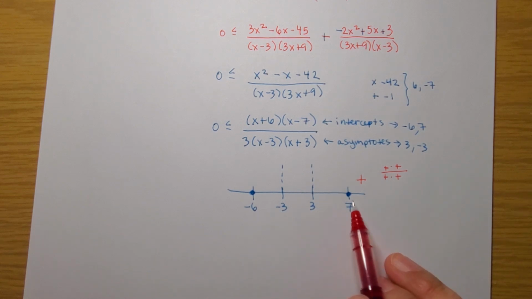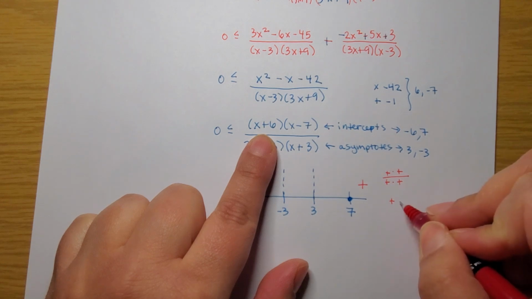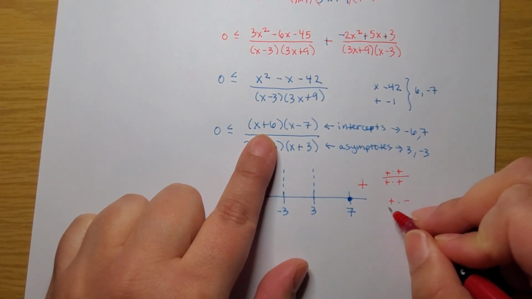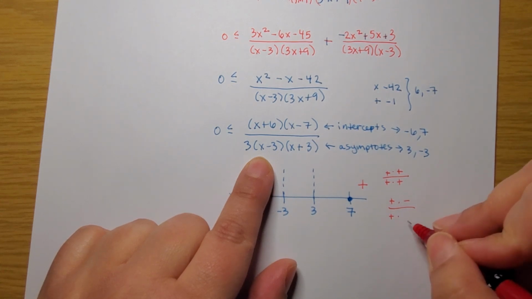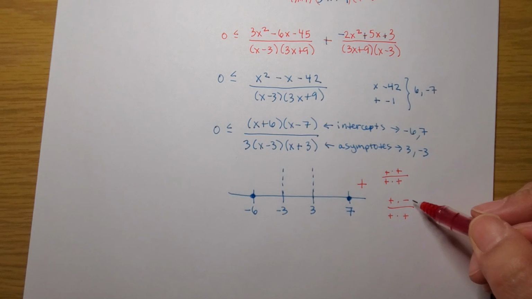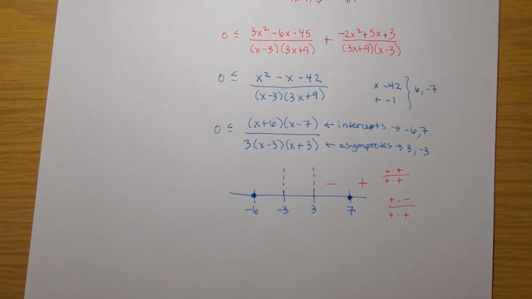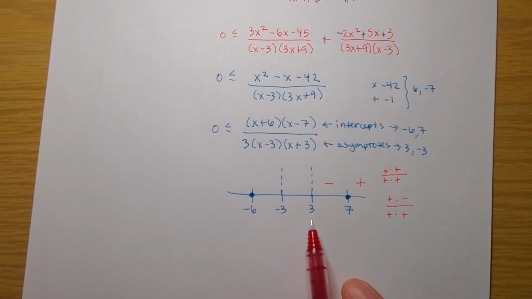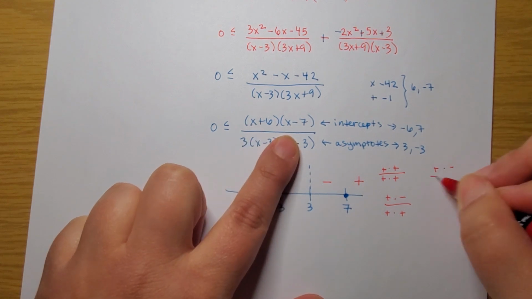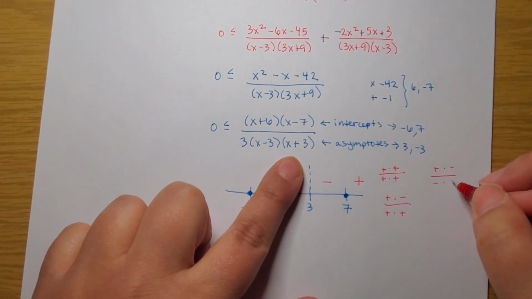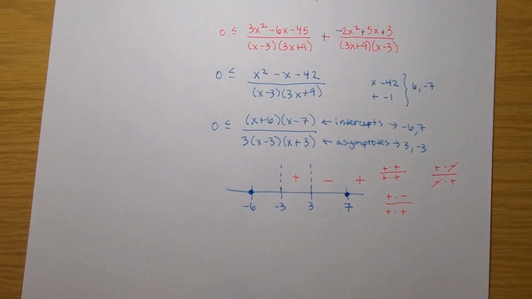Pick a number between 3 and 7. 5. 5 plus 6, positive. 5 minus 7, negative. 5 minus 3, positive, and 5 plus 3, positive. So it looks like I'm going to get a negative over a positive, which is negative. Pick a number between negative 3 and 3. 0. So 6, negative 7, negative 3, positive 3. These negatives cancel and I get a positive, so we're positive in here.